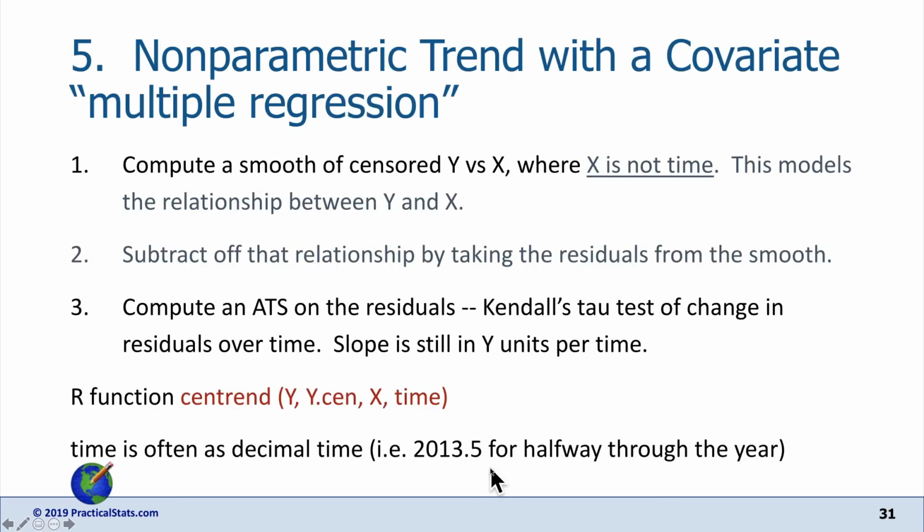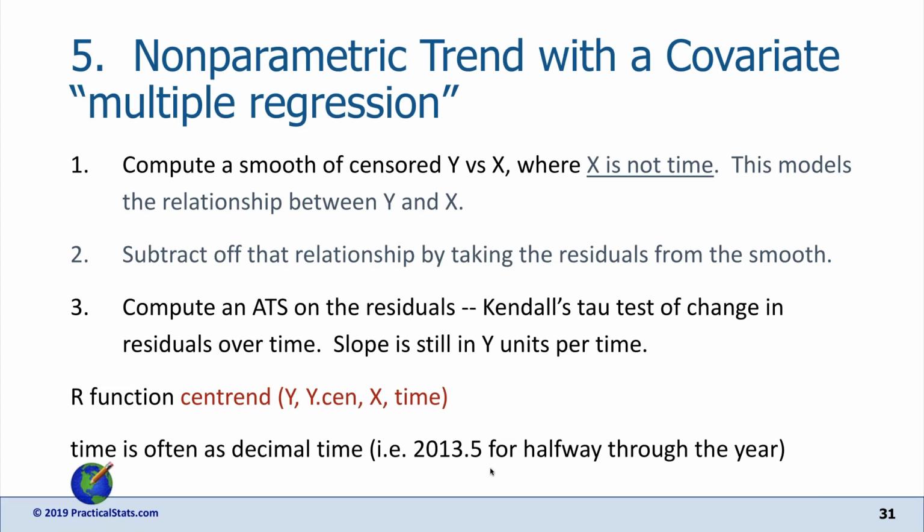Okay, so now the second non-parametric method was where we were going to adapt the procedure for a covariate, a not time variable, in this case the mean daily flow. What we want to do here is to model the relationship between y, the concentration of chromium, and mean daily flow, and then subtract that out. And once it's subtracted out, then we do a trend test on what's left, the residuals.